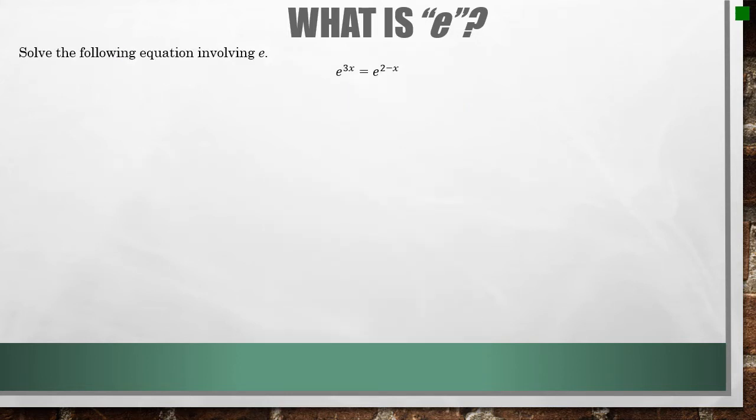Let's solve some equations that involve e. Remember what we learned earlier: if we can write both sides of the equal sign with the same base, then we can just set the exponents equal to each other and solve. Looking at this problem, I have e as the base on both sides of the equation. So we set the exponents equal, and we get 3x equals 2 minus x. Get all of the x values on the same side, and we get that x equals 1/2.